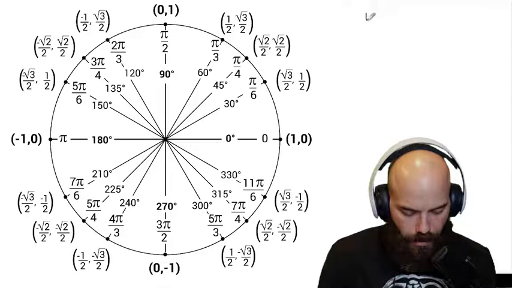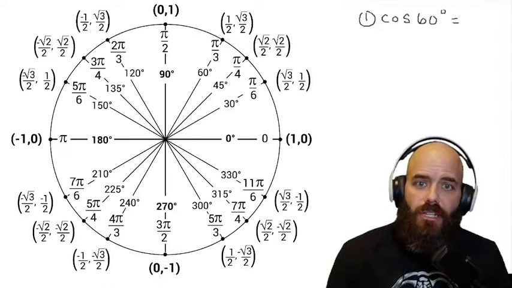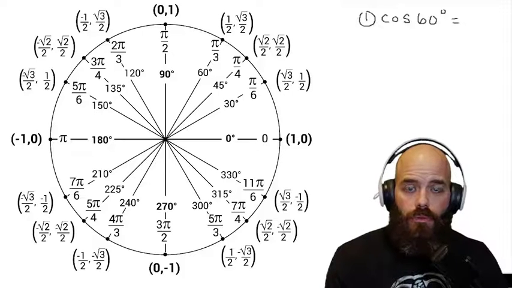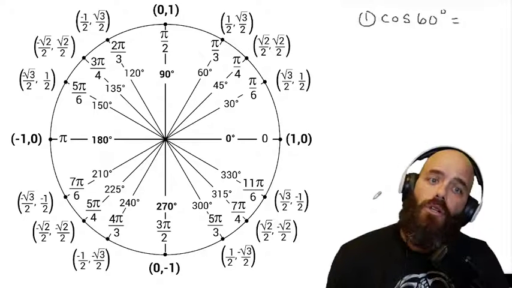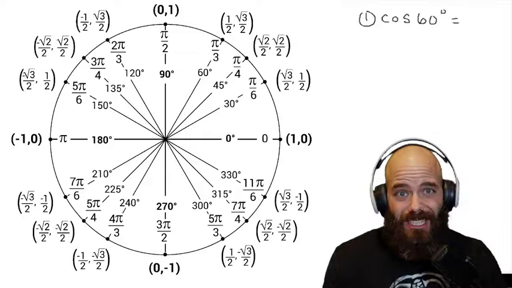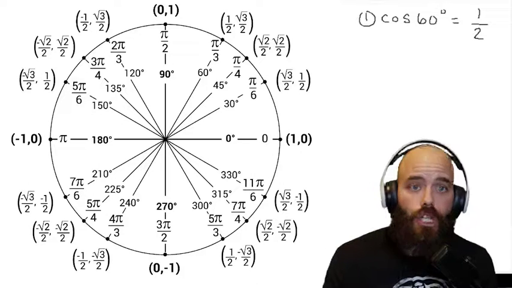The first one we're going to do is cosine of 60 degrees. To find cosine of 60 degrees, you're going to locate 60 degrees on your unit circle. You're going to look at the x value of the coordinate, and we all see that that x value is 1/2. So cosine of 60 degrees is equal to 1/2.